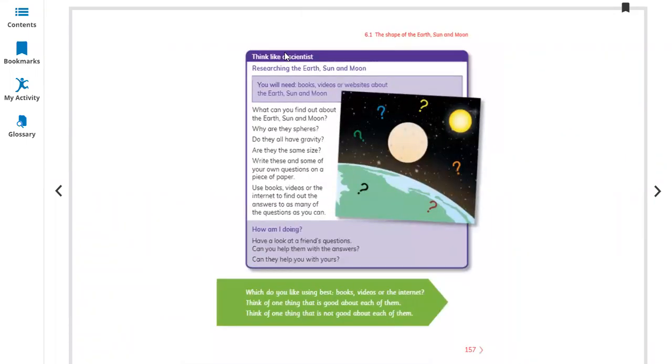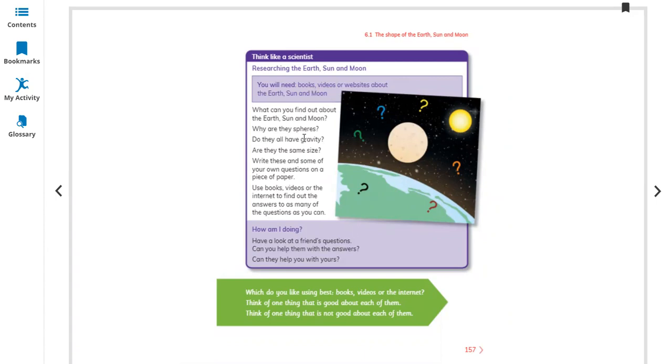Think like a scientist researching the Earth, Moon, and Sun. You will need books, videos, and websites about the Earth, Sun, and Moon. What can you find out more about the Earth, Sun, and Moon? You can find a lot of information if you write their names in the Google search engine.